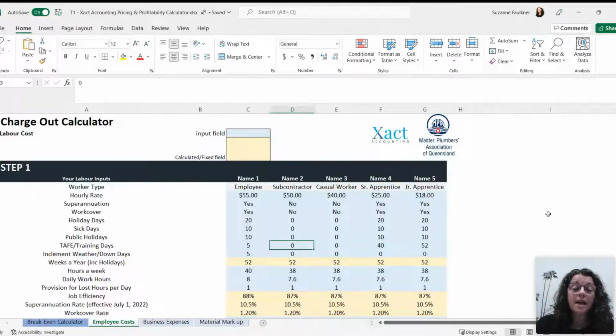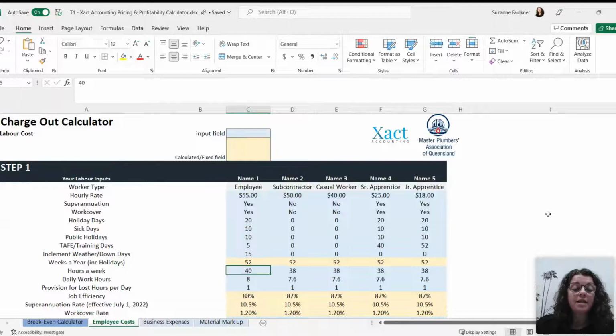TAFE and training days, again, we've put some higher rates in there or higher number of days in for apprentices. But generally, we'd say you need to allow for some CPD training, some other training days and things for regular employees. Subbies tend to look after themselves, and casuals depends on you as to whether you are going to allow them time or not for those. Wet weather days, as I said, we might need to be increasing that this year. So whatever you think you need to factor in there, it's just a matter of putting those days in.